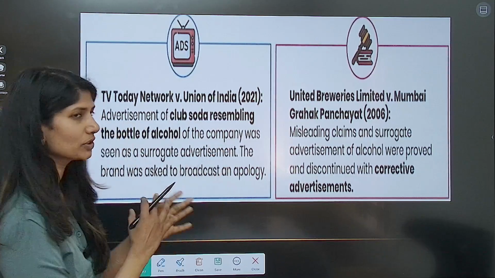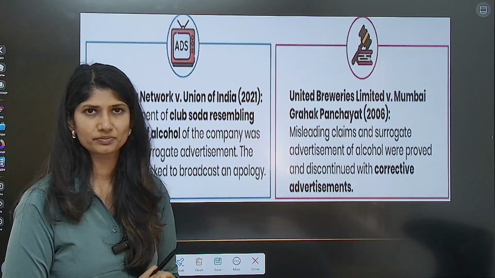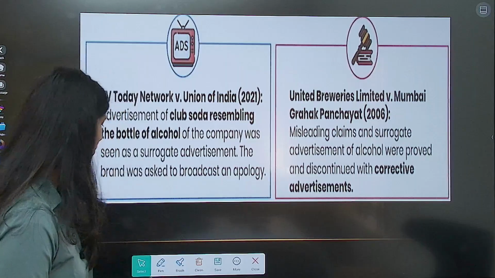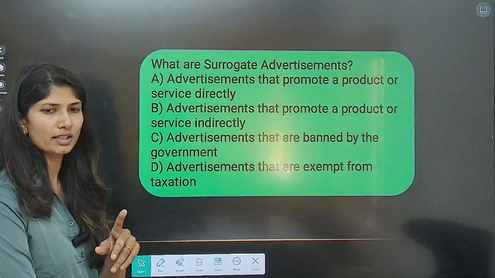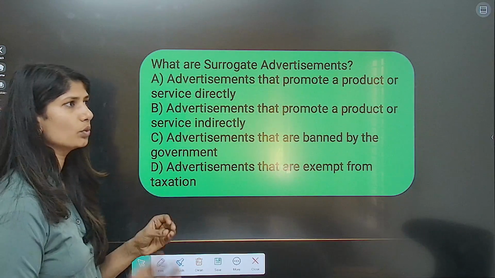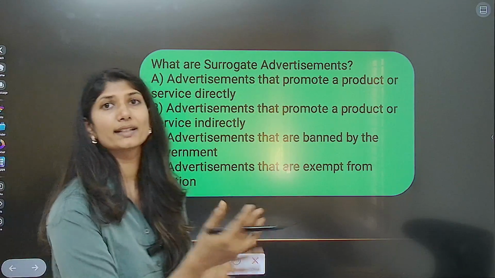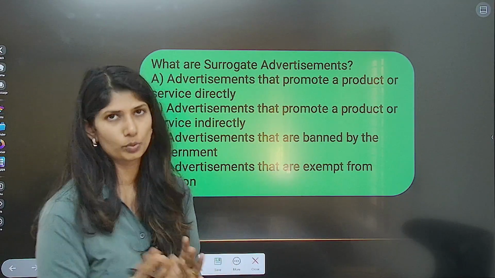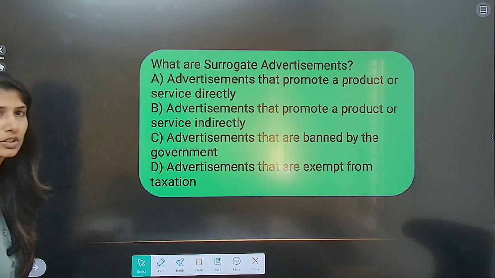You see the examples of how they will try to do surrogate advertisements, that is, send the message out there, but at the same point of time, you also prove that you have not violated the law. How? Legal loopholes. We'll look at some of the questions.